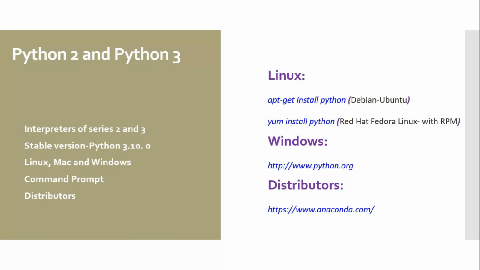Suppose you are using Debian Ubuntu, you can use this command in a Linux operating system. Go to the command prompt in your Linux operating system and type in the command as displayed here, so that you can start the installation. Or if you are using Red Hat Fedora Linux, which comes with RPM package installation, you can go with the yum install package. So yum install python. With this, you can install Python in your Linux operating system.